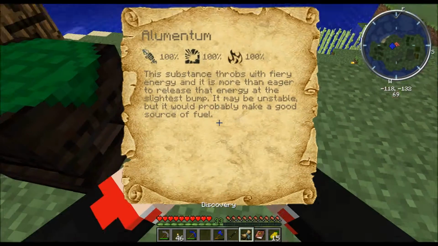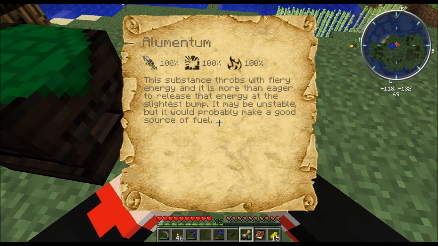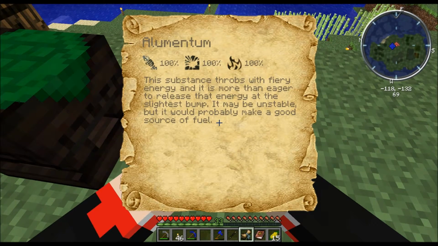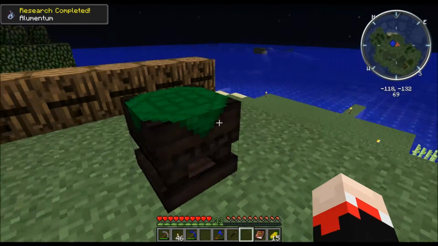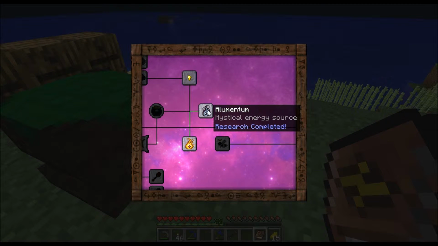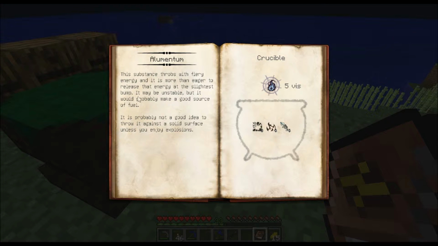So, then you just read this. This substance throbs with fiery energy, and it is more than eager to release that energy at the slightest bump. It may be unstable, but it would probably make a good source of fuel. Alright, so you just right click, and then you've learned Alimentum. So now if you go back into your Thaumcraft, this one says that it's done. Now, to make the Alimentum, you need the crucible, but we'll get into that next episode on how to make the crucible and everything else.